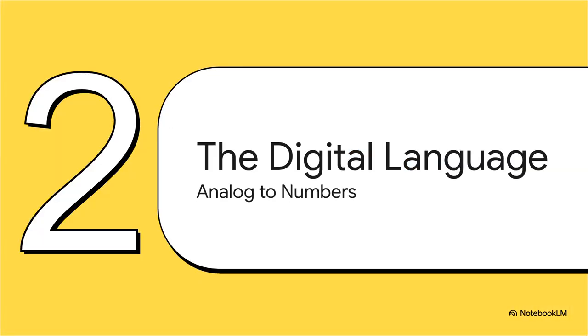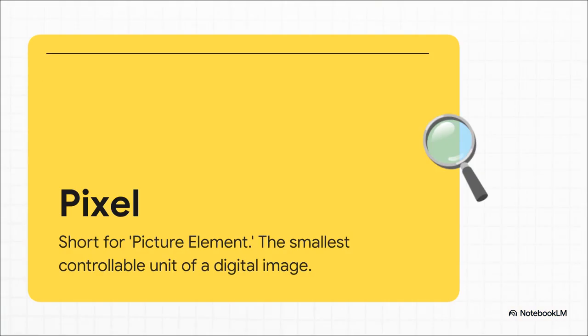Which brings us to our next big job, translation. We've got to take that messy analog signal and turn it into something a computer can understand. We need to teach it to speak digital. And the most basic word in this new digital language? It's the pixel. You've heard the word a million times, but what is it?